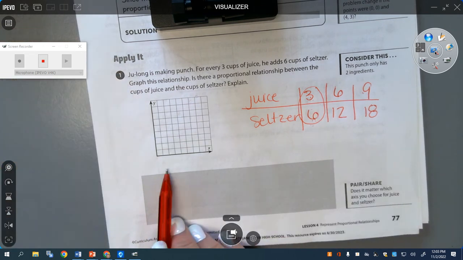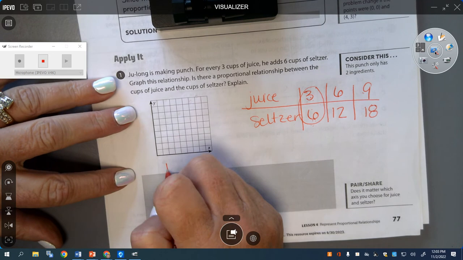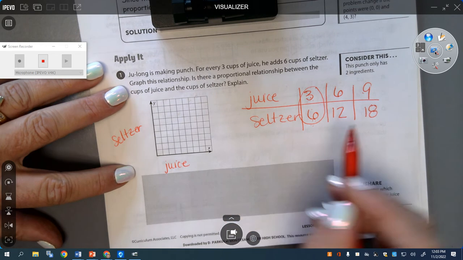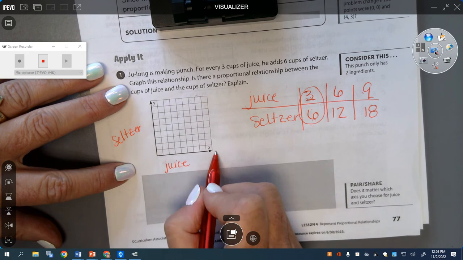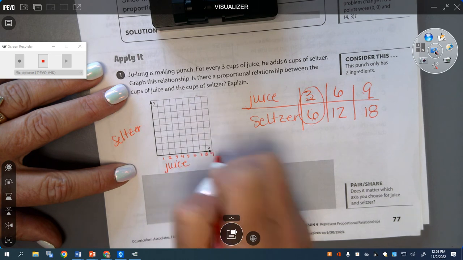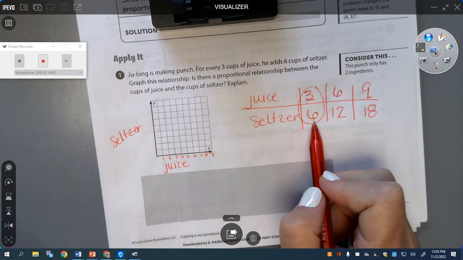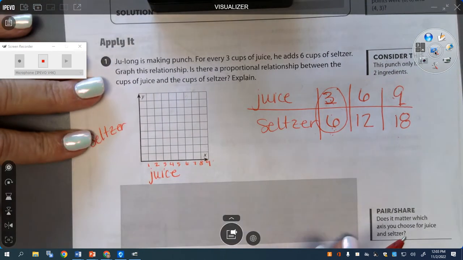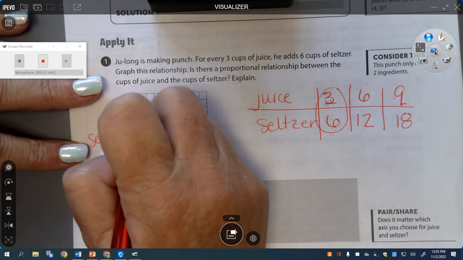So now it's time to graph. We have to decide what quantity goes where. I'm going to put the juice down here and the seltzer up here. Now my juice: my smallest number is 3, my largest number is 9. So I think I can fit all 9 on here. Let's see. 1, 2, 3, 4, 5, 6, 7, 8, and just by the skin of our teeth, I have 9. Seltzer: my smallest number is 6, and my largest number is 18. So I'm going to go by 3s. So 3, 6, 9, 12, 15, and finally 18.